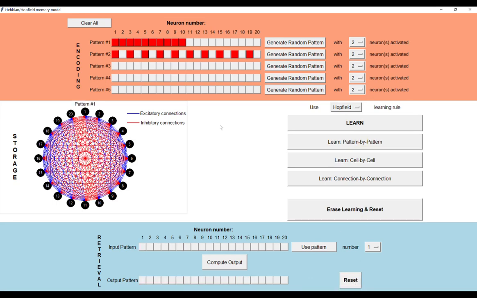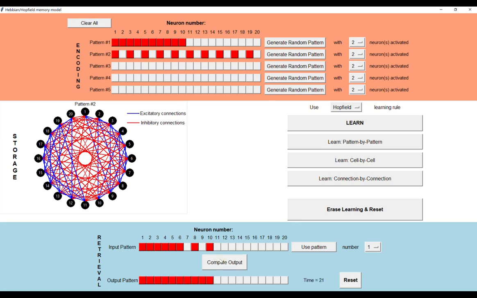So if I learn that first pattern, I get connectivity like this. Notice that it's much denser, and there's excitatory and inhibitory connections. Then I learn the second pattern, and I get this final connectivity, right? So now if I start out with an incomplete version of, say, that first pattern, and I try to compute the output, now I do get a successful recall. This is called pattern separation between these two patterns, right?